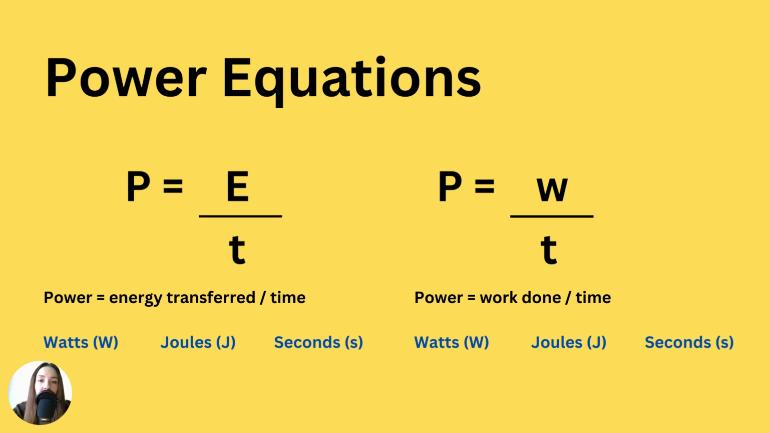Or we could substitute the E, or energy, for W, or work done. So remember that power is measured in watts, E, or energy, is measured in joules. It's the same for work done, and time is measured in seconds. So you can see power is energy over time, and that's where the rate comes from. So power essentially is the amount of energy transferred per second.